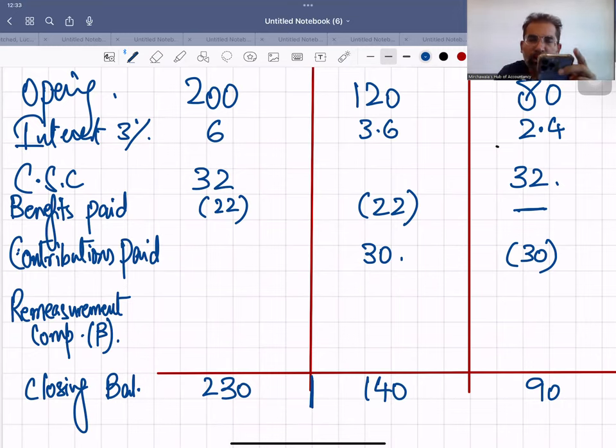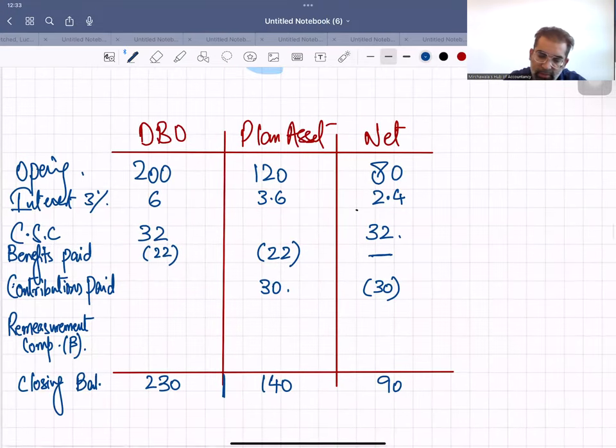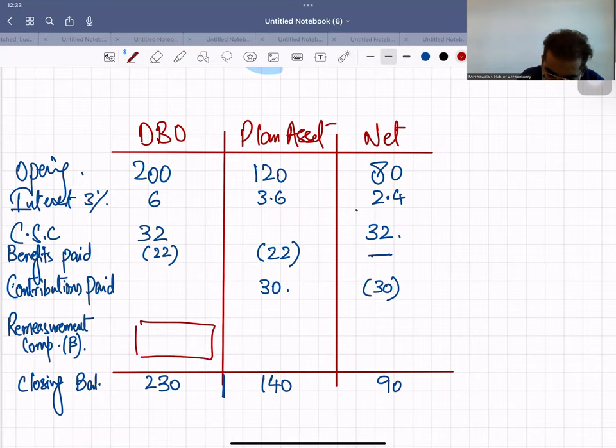Remeasurement component. Let me write here remeasurement component. Okay, listen, let's calculate. You guys have time, you can do it yourself. It's 200 and two. Yes, again, a positive number is coming. Positive number is there. It's 14. Positive means loss. Okay. Now let's check here.